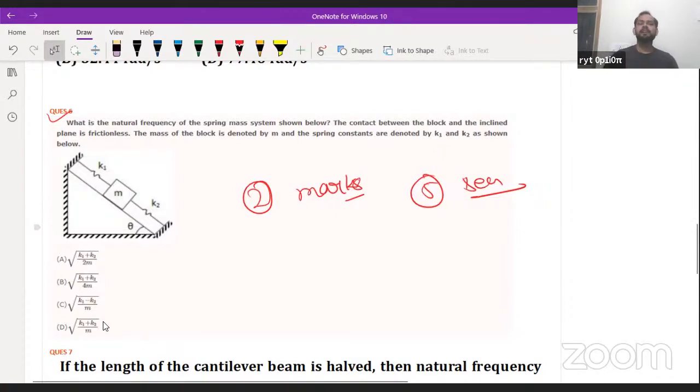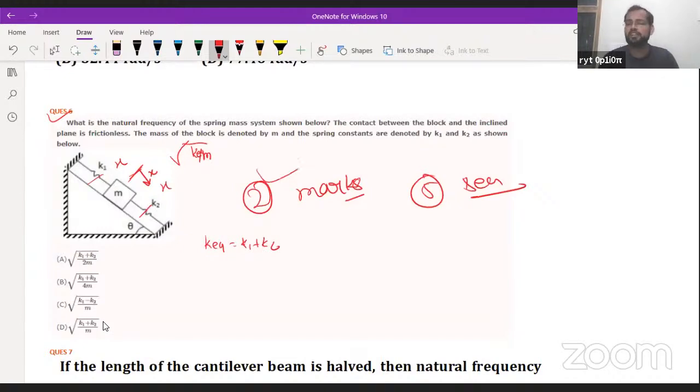As we know, the natural frequency of a spring mass system is independent of orientation. So here the orientation is this. That means the natural frequency is root of k equivalent by m. But here 2 springs are used, which means we have to calculate k equivalent. When we give x displacement to the mass, you will get x stretch on this spring, and the same compression on this spring. That means the 2 springs are in parallel. So the k equivalent you will get is k1 plus k2, and finally you will get the answer. So you can easily score 2 marks.